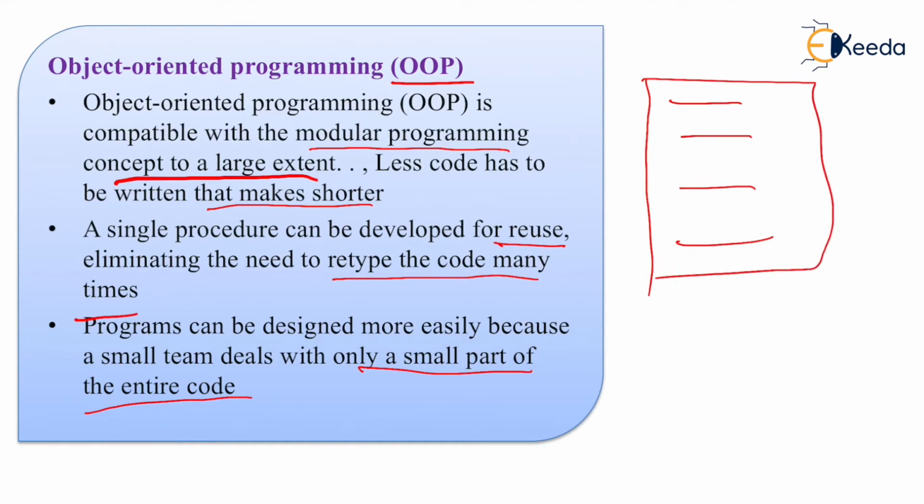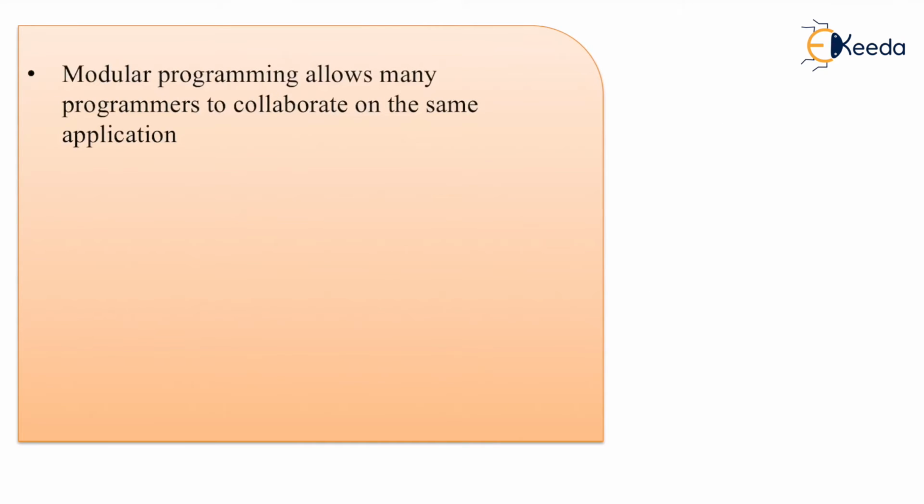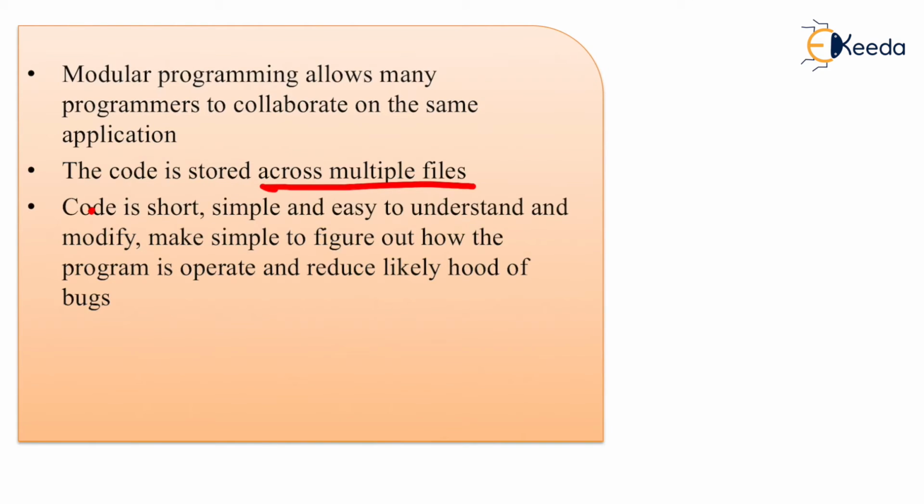The huge amount of coding gets divided into subparts, and different naming conventions are given to those codes, and through that we can use these codes for further requirements. Modular programming allows many programmers to collaborate on the same applications. The code is stored across multiple files. Code is short, simple, and easy to understand.